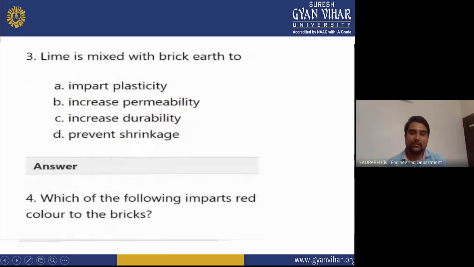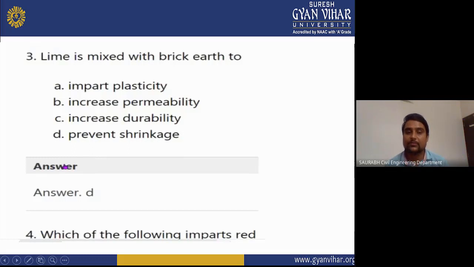Come on, the next question. Third question: lime is mixed with the brick earth too. What is the role of lime here? Options given: impart plasticity, increase the permeability, increase durability, prevent the shrinkage. Let's see what will be here. The right answer will be D, prevent the shrinkage. Lime generally prevents the shrinkage in the brick, and that is the use of lime.